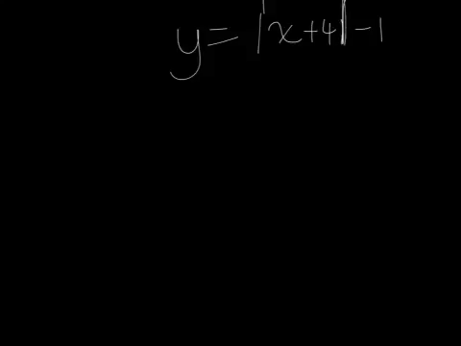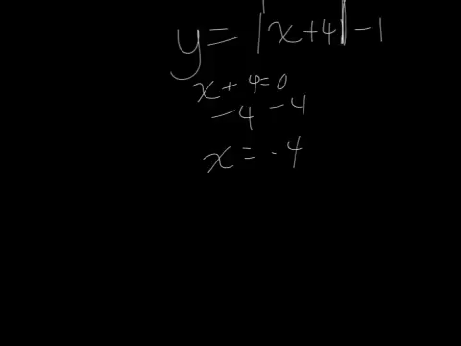Let's look at one example where not necessarily everything is inside the absolute value bars. So let's say we have y is equal to the absolute value of x plus 4 minus 1. So for this, we're still going to set what's inside our absolute value bars equal to 0. So that does not change. So in this case, we ignore the minus 1, and we're just looking at the x plus 4. So we're going to say x plus 4 equals 0, subtract 4, and we get x is equal to negative 4.